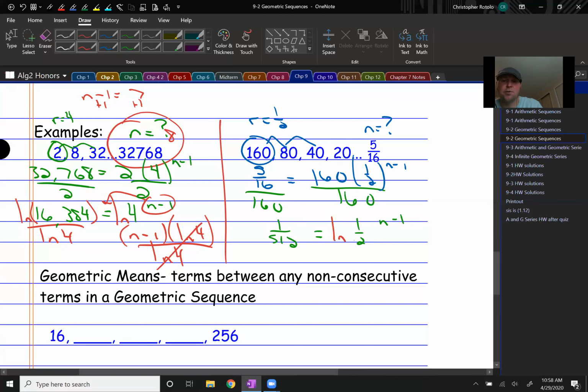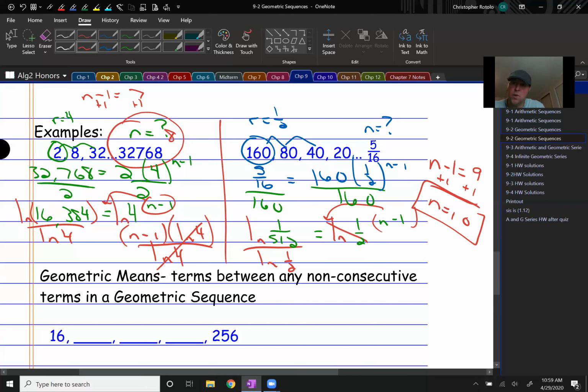Introduce your old friend, the natural log, and divide by the natural log of 1/2, because we know that this exponent is going to come down. So we're going to divide that out. All right, so n minus 1 should then be equal to 9, to add the 1. So this is the 10th term. 5/16 is the 10th term. That's a result of taking 1/2 of 160 10 times. Wow, that's pretty cool. All right, so that's the same formula, kind of working in different ways.